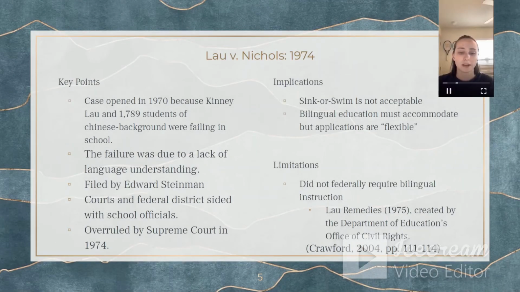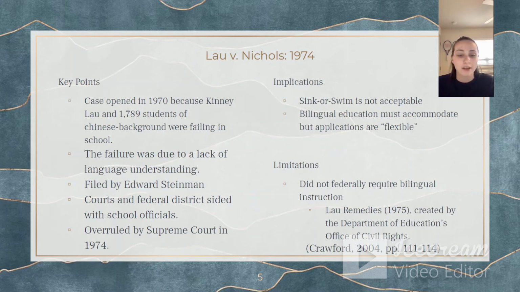Lau v. Nichols opened in 1970. Kinney Lau and 1,798 students of Chinese background were failing in school due to a lack of language understanding. It was filed by a lawyer, Edward Steinman, and first presented to the courts and federal districts. Both sided with the school officials, and it was eventually overruled by the Supreme Court in 1974.